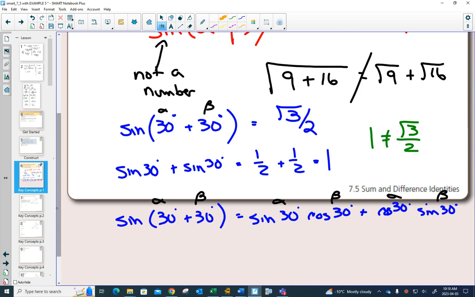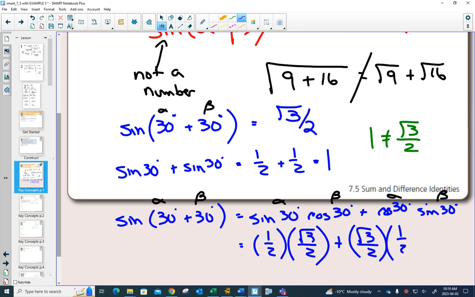Now, I would highly recommend that you would just do 30 plus 30 and get 60 and know that sine of 60 is root 3 over 2. But if you wanted to, we can check to see if this formula at least works. Sine of 30 is 1/2, cos of 30 is root 3 over 2, plus cos of 30, root 3 over 2, and sine of 30, 1/2.